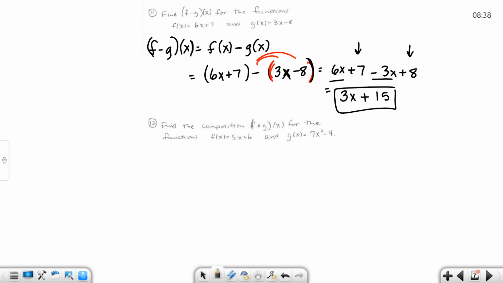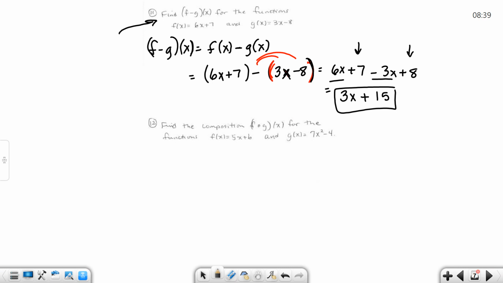Now, had this been a plus sign instead of a minus in what it tells us to do, then you would just be adding everything. You wouldn't have to distribute a negative. If it had been f times g, then you would write down f of x times g of x and use FOIL to work through it. Okay, so those are just operations on functions.